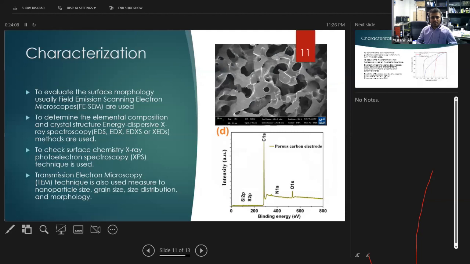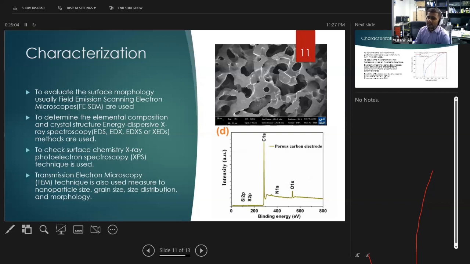There are different techniques to check the performance of the catalyst toward the HER. To check the surface chemistry or surface morphology, mostly people use a scanning electron microscope, and here is the image of the scanning electron microscope. We can see the interior structure which we cannot see by the naked eye, so we can see whether this structure is porous or not, and what kind of structure it is.